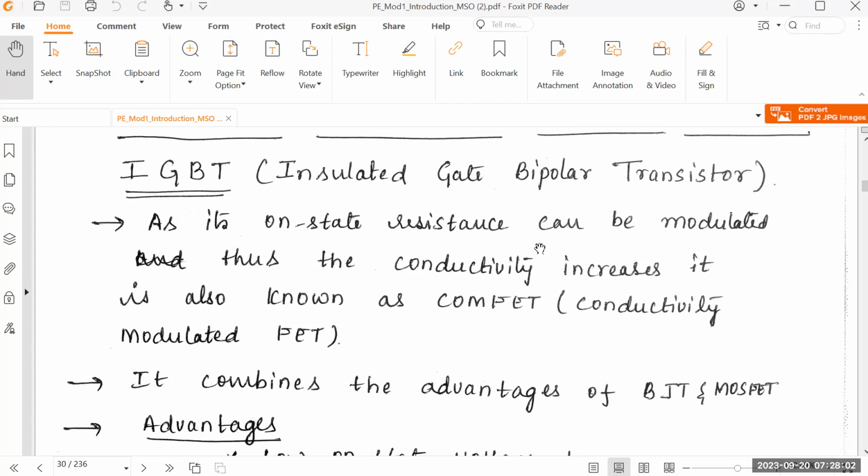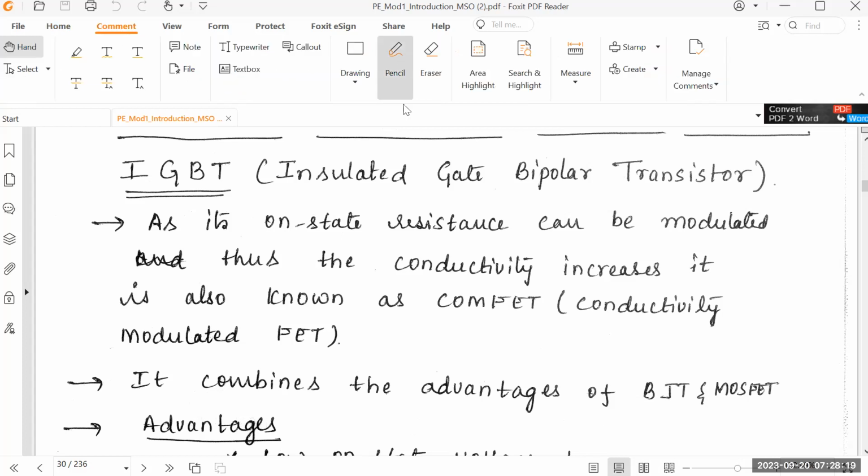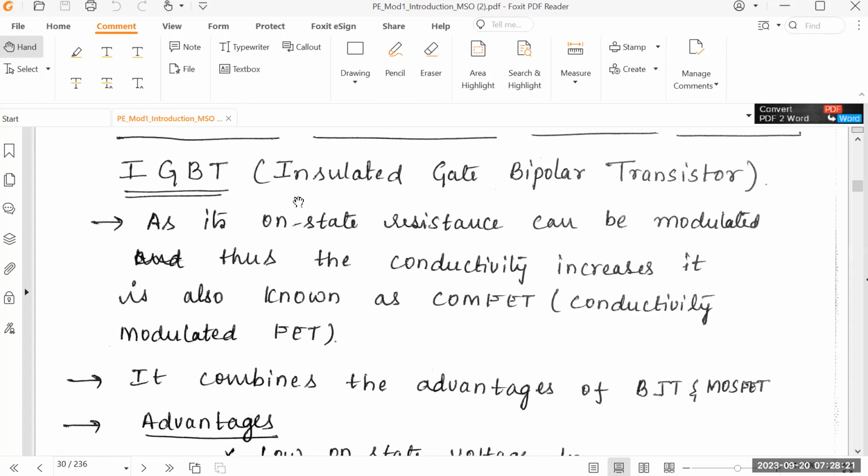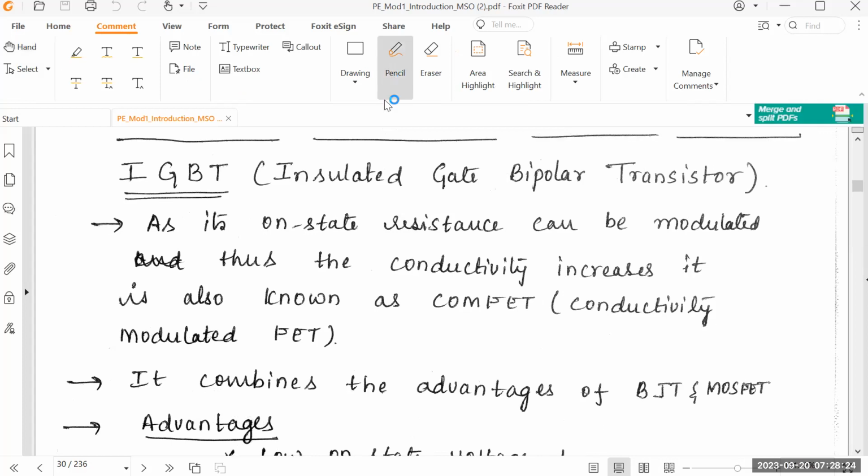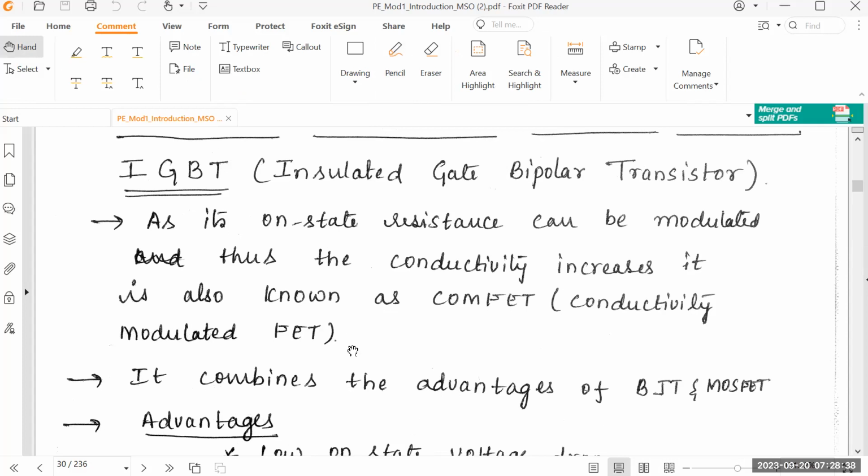As its on-state resistance can be modulated, thus conductivity increases, and it is also known as a COMFET. COMFET means conductivity modulated FET, which is another name for the IGBT. What does COMFET mean? COMFET is a conductivity modulated field effect transistor. This could be one of your short answer questions, or if they ask, we can use this one. IGBT is also called a COMFET, which is a conductivity modulated FET.